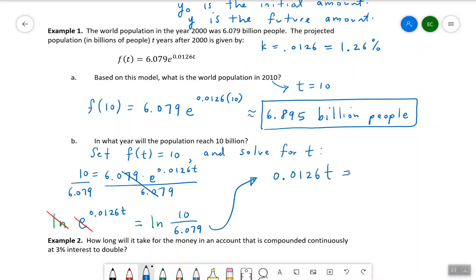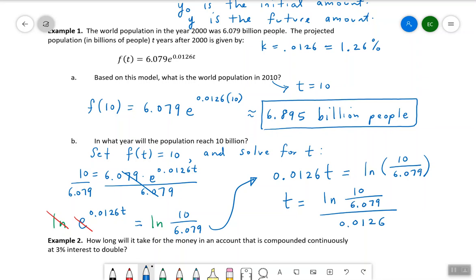0.0126t is equal to the natural log of 10 divided by 6.079. And we can divide off the 0.0126 from both sides, and we'll have our answer: t equals the natural log of 10 over 6.079, divided by 0.0126.